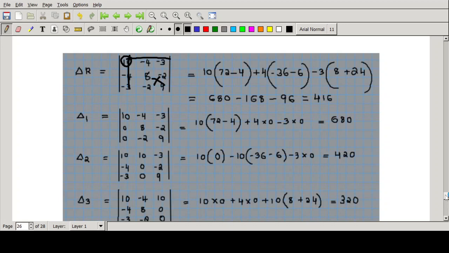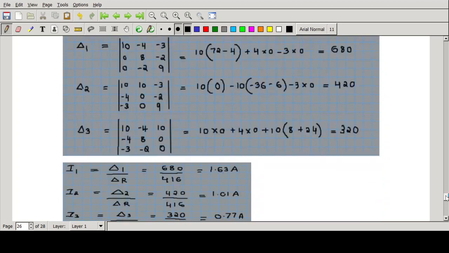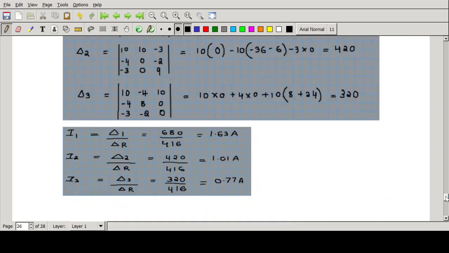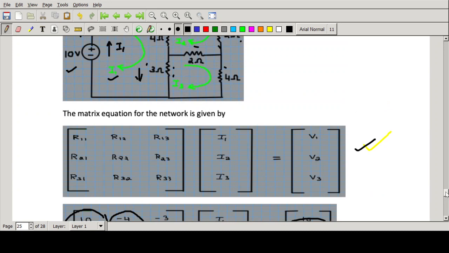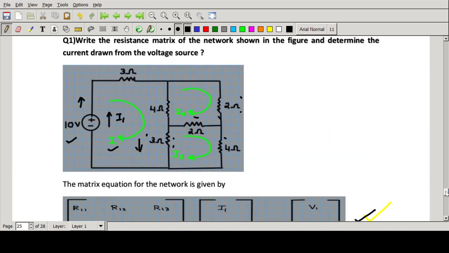Then you have to find delta 1, delta 2, delta 3, and after that you can find the values of I1, I2 and I3. Okay, so this is called mesh analysis using the matrix method, which is a very simple method. By looking at the circuit itself, you can write the expression in the form of the matrix R, which is called the resistance matrix, into the current matrix equal to V. Okay, so this is a very simple method.